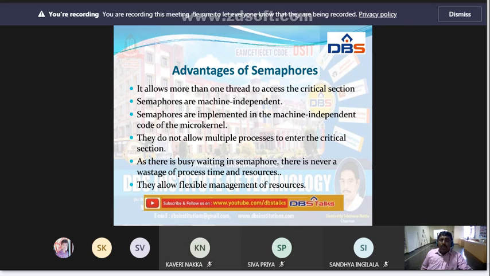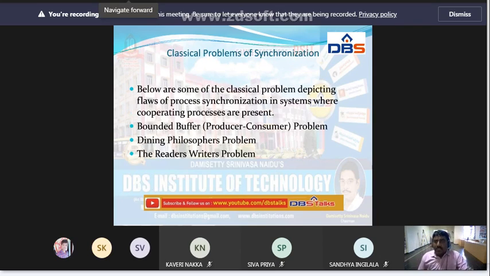Next, they allow flexible management of resources. It means that we are going to utilize the resources very flexibly, very perfectly. So these are the advantages of semaphores. Next is, what are the various classical problems of synchronization.